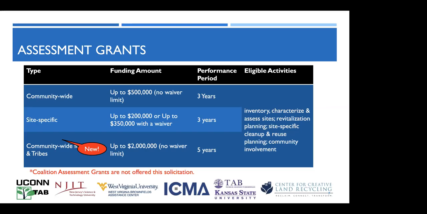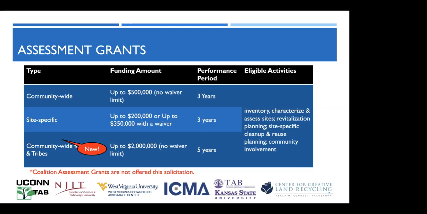As you know, EPA's already done a number of webinars focused on the details, so I don't want to get down too far into the weeds with each one of the grants. You can always view those recorded webinars as a reference should you need to. So EPA is offering 3 types of assessment grants this solicitation cycle. There's the regular community-wide grants, the site-specific grants, and the new state and tribal community-wide grants.